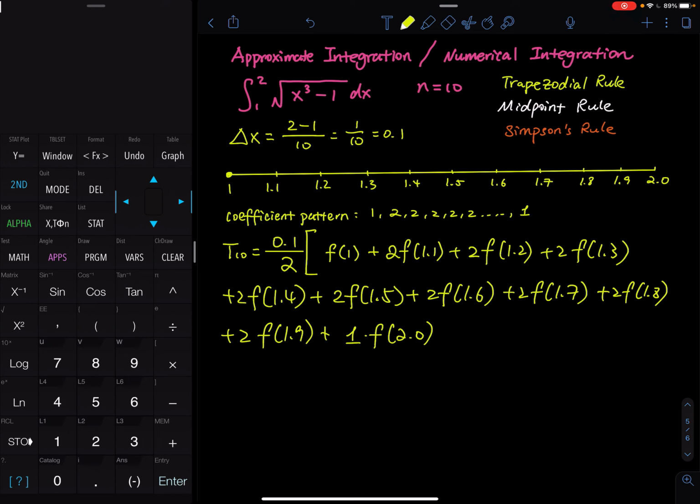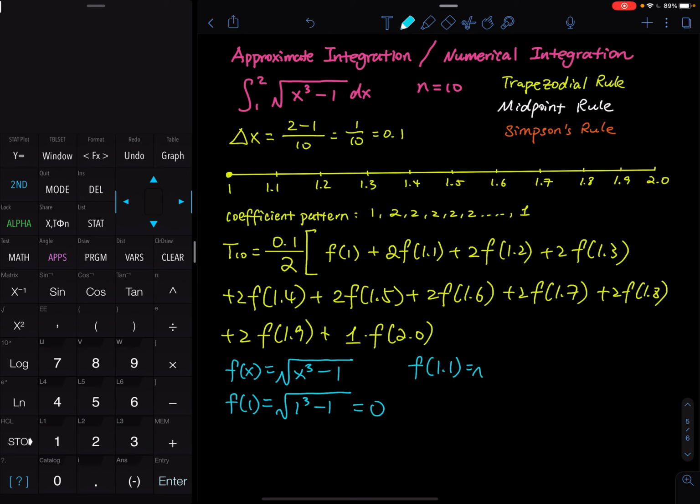Okay, the next thing is how do you find F of 1, F of 1.1? How do you find those y values? So remember, let me do this in a different color. You have f of x, the integrand, which is x to the third minus 1. So when x is equal to 1, you have f of 1 equals 1 to the third power minus 1, that is equal to 0, right?